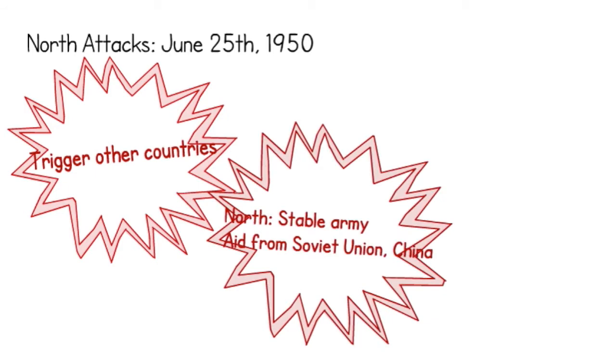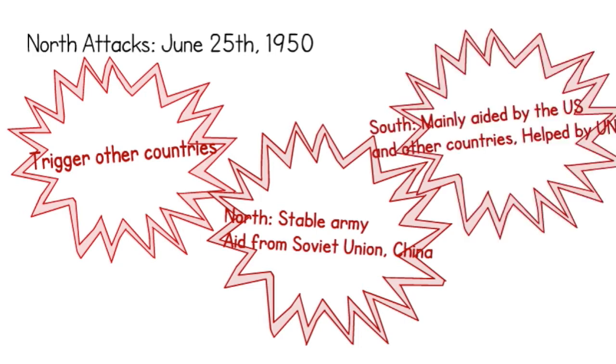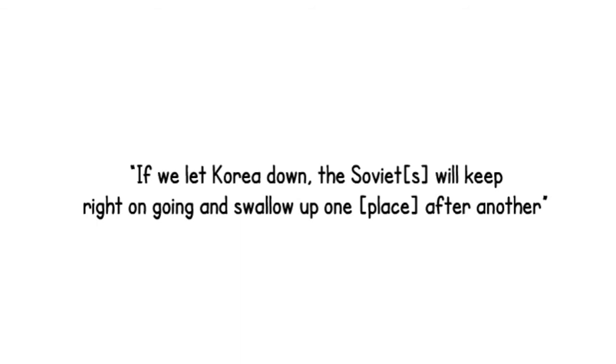Then, on June 25th of 1950, North Korea attacked South Korea. The US believed that if they left North Korea alone, this would trigger other countries to take over countries and try to build a communist country. For that reason, while the North had a stable army and also had aid from the Soviet Union and China, South Korea was mainly aided by the United States and other countries, and they were also helped by the United Nations. Harry Truman stated that if we let Korea down, the Soviets will keep right on going and swallow up one place after another. This just shows the tension and the belief that the United States had of what would happen if North Korea was left alone with their actions against South Korea.